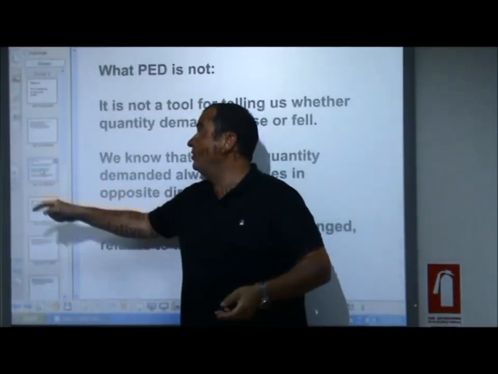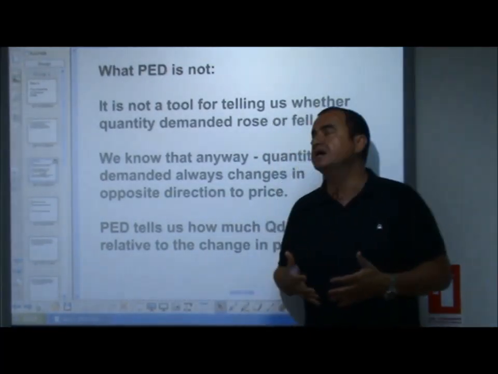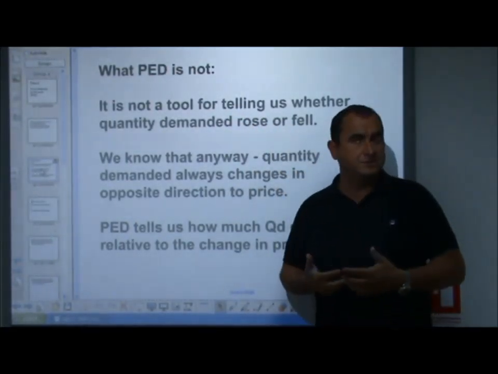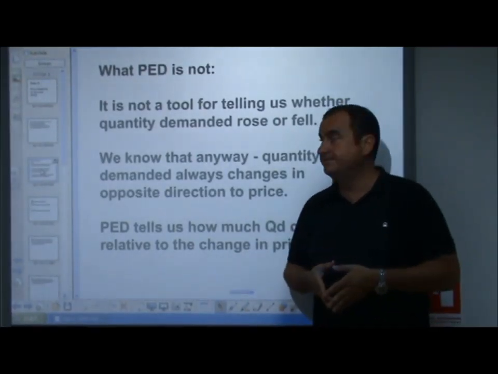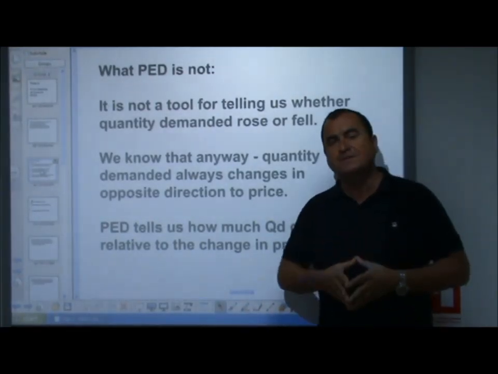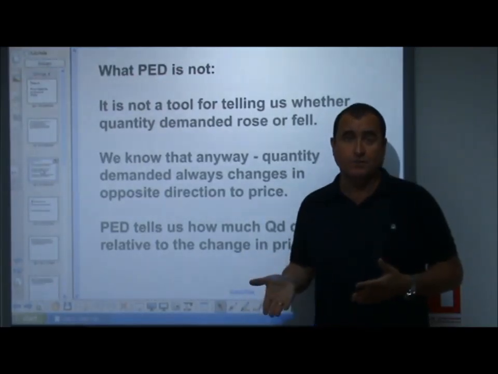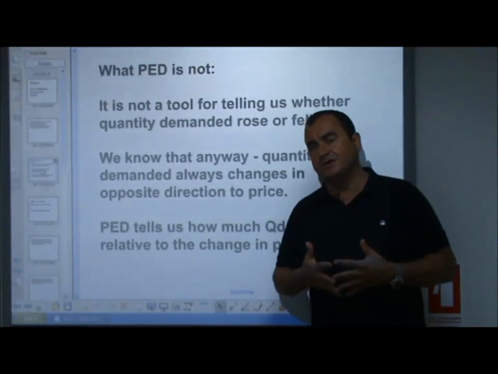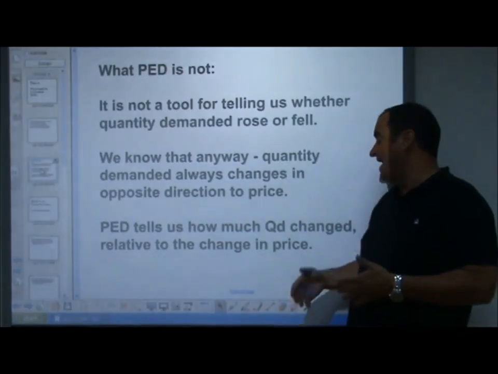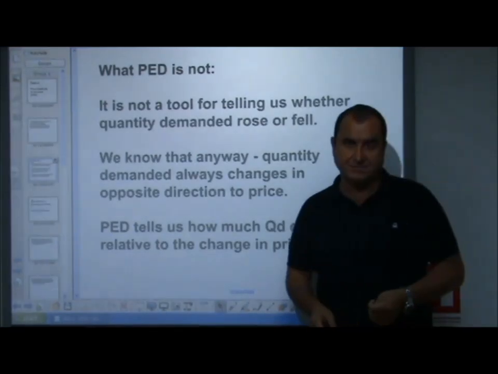And what price elasticity of demand is not, and this is where some of the confusion starts, is a tool for telling us whether quantity demanded rose or fell. We know that anyway. Quantity demanded always changes in the opposite direction to price. If price rises, quantity demanded will fall. If price falls, quantity demanded will rise. That's not what PED is about. PED tells us how much quantity demanded changed relative to the change in the price.